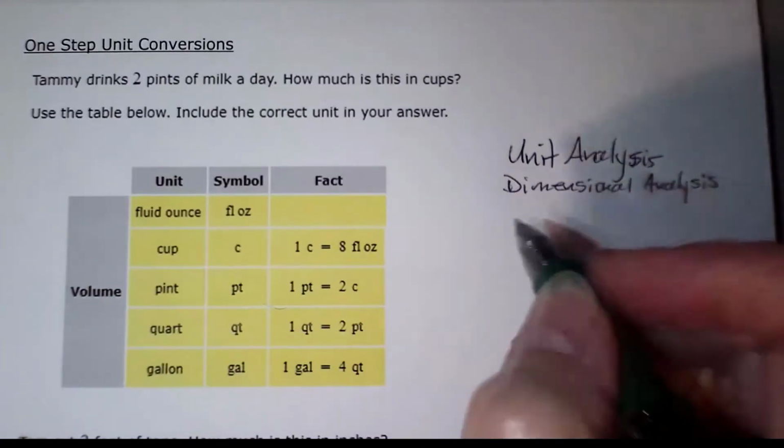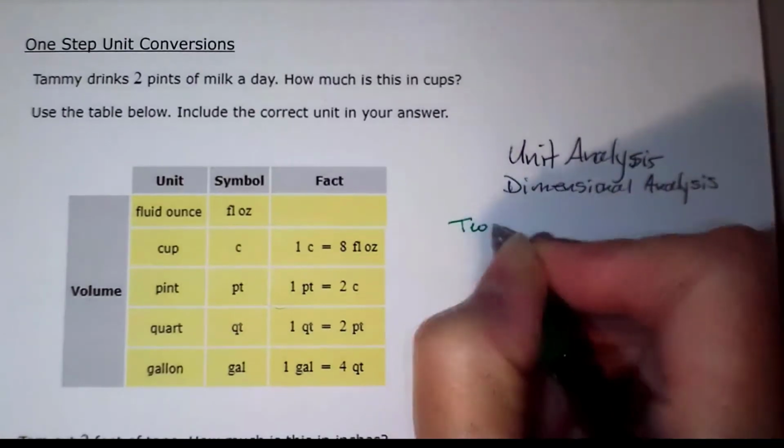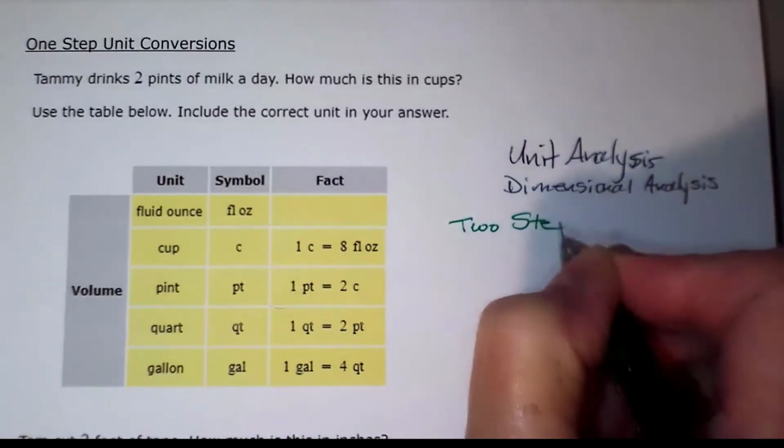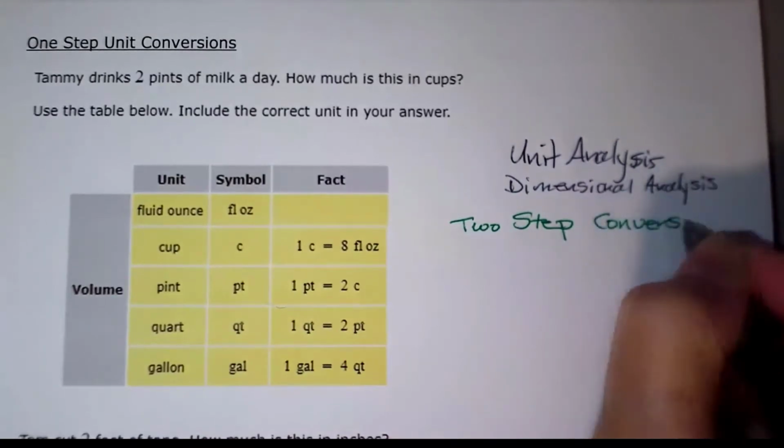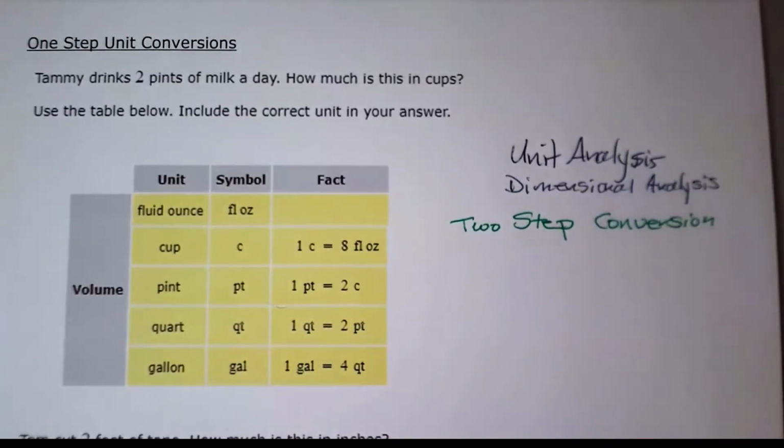This is much easier to use if you have a two-step conversion or more. It's very simple. Instead of doing repetitive math problems, you just set up one problem and you can do it all at once. So the value of this is both in nursing, chemistry, and then when you get to two-step conversions, it's much easier if you know how to use unit analysis.